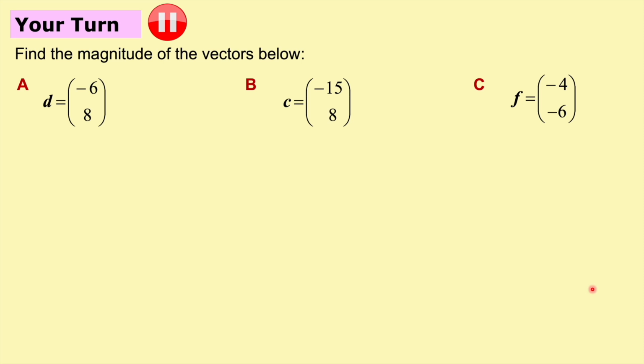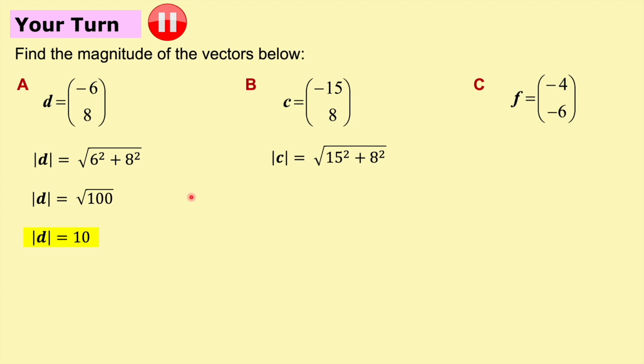Okay, so for the first one, vector D, we've got -6, 8, so writing out your magnitude, those 2 straight lines, the magnitude of D equals the square root of 6 squared add 8 squared, to get the square root of 100, which is 10, so the magnitude of D equals 10. The next one, you should have the magnitude of C, written with those 2 straight lines, is the square root of 15 squared add 8 squared, square root of 289, and then you should get the magnitude of C is 17.